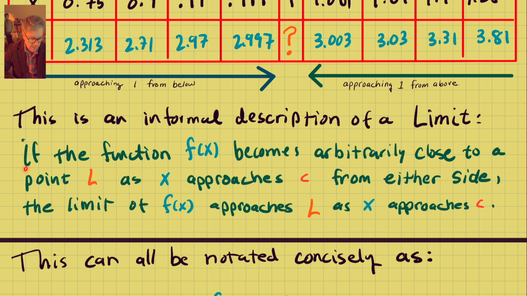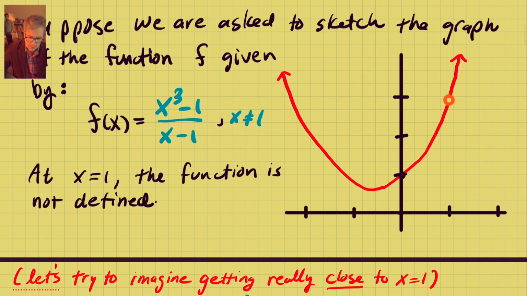Here is an informal description of a limit. If the function f becomes arbitrarily close to a point L as x approaches c from either side, the limit of f is L as x approaches c. So what is this L and what is this c? If we go back up to our familiar picture, this is c and this is L. As we approach c, the value of the function approaches L from both directions.